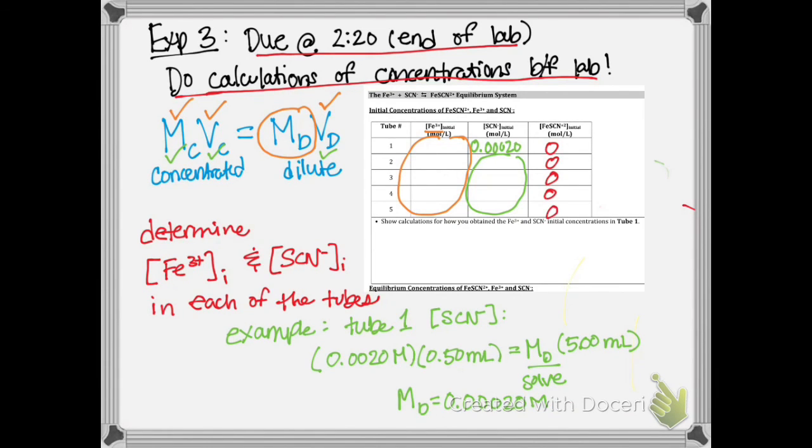For the thiocyanate iron 2, I'm filling in 0 here because we're not adding any of that into our mixture. So this calculation actually goes right here. It asks you to show the calculation in your report form for tube 1. We did it for thiocyanate. You can complete it for iron, and you can also complete it for all of the other test tubes in the lab.